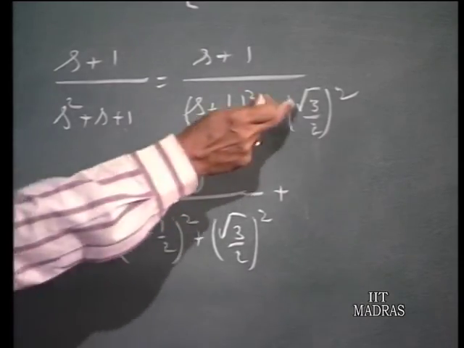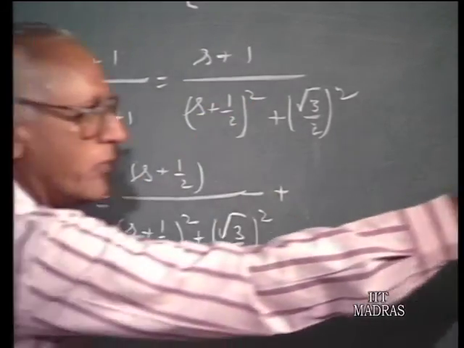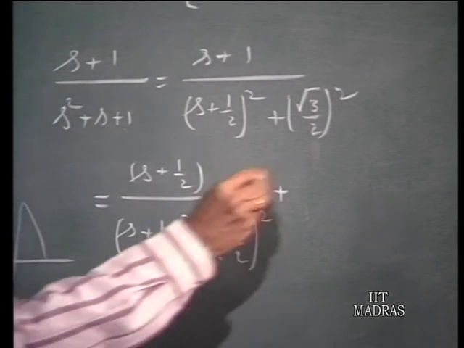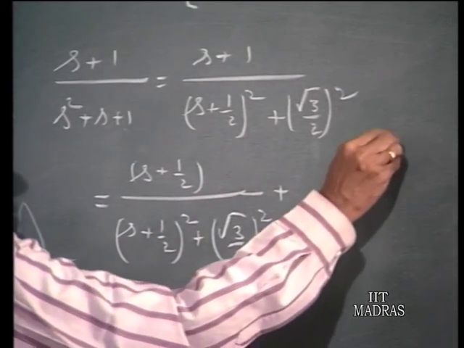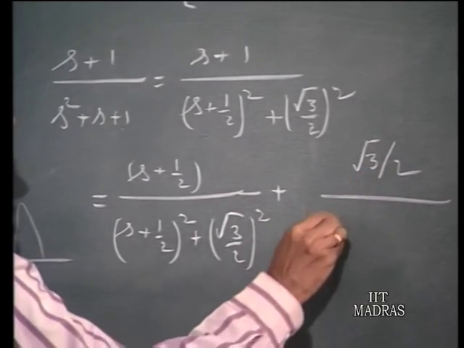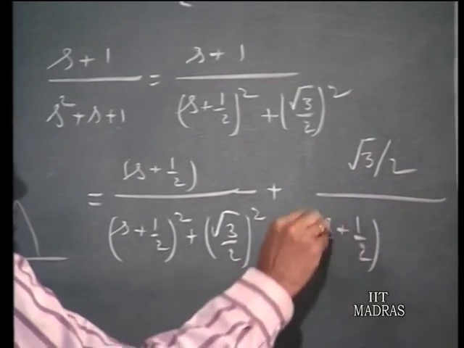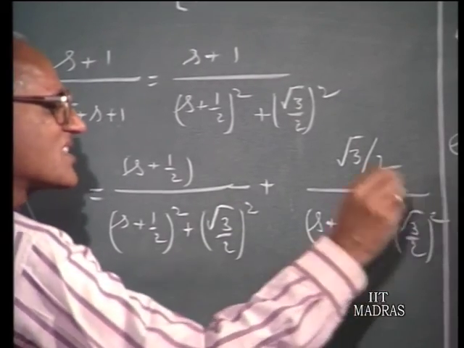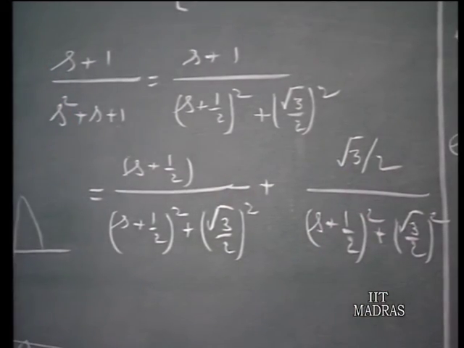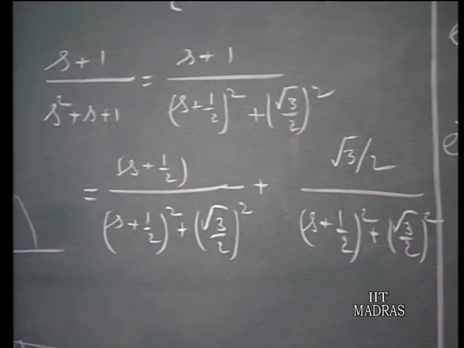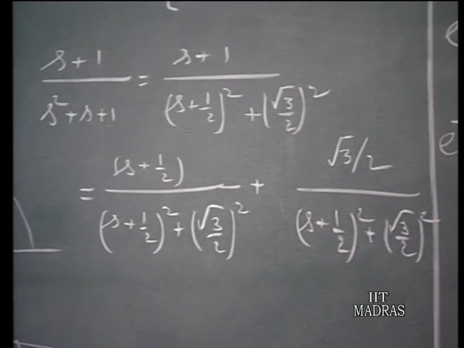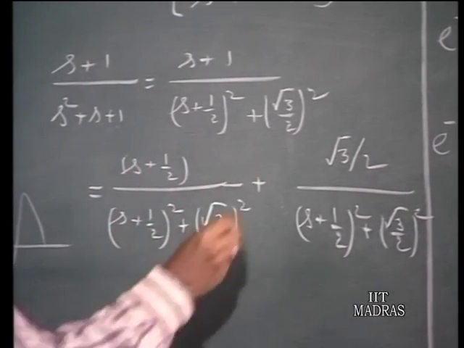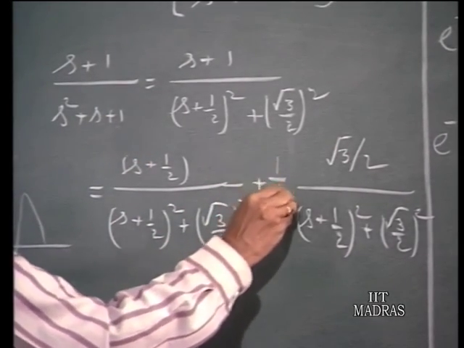If the numerator has a constant root 3 by 2, then we would have put this as e to the power of minus alpha t sin omega naught t. So, if this had been root 3 by 2 divided by s plus half whole squared plus root 3 by 2 whole squared, then we would have said this to be the Laplace transform of e to the power of minus half t times sin root 3 upon 2 t. But we had only half here, therefore, to cover that you must put 1 over root 3.